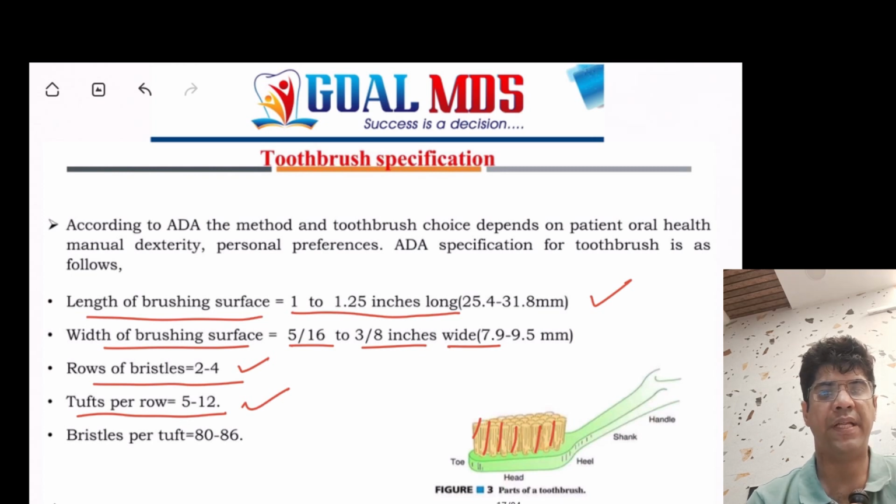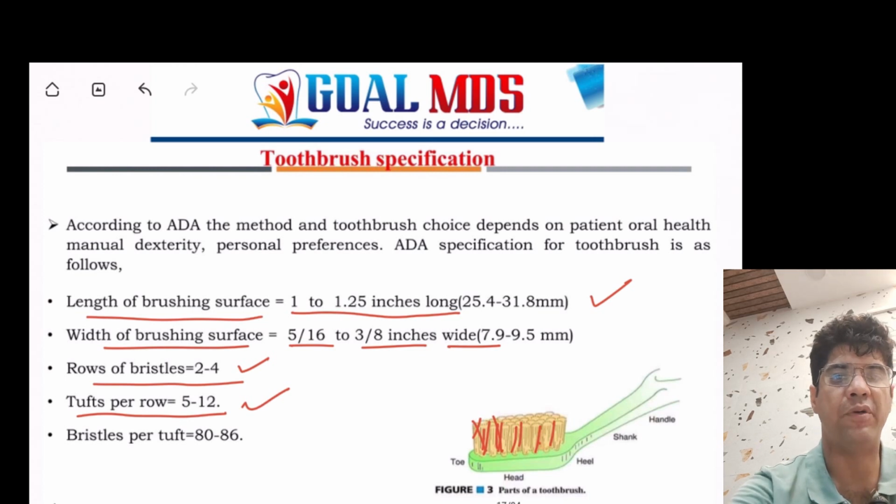The tuft per row indicates how many clusters or bunches of bristle there are in each individual row on the brush head. So it's the number of separate groups of bristles you find in a single row. So that amount is 5 to 12.